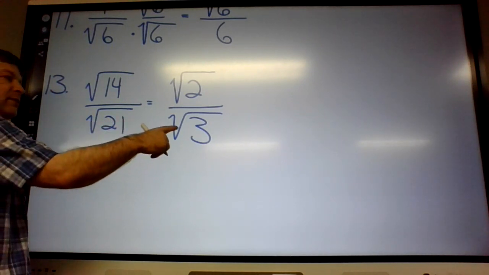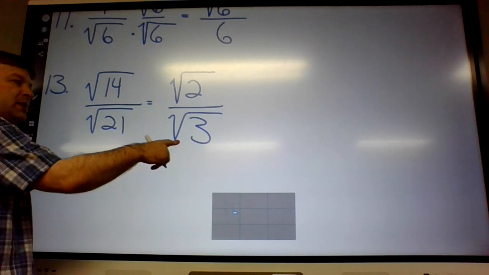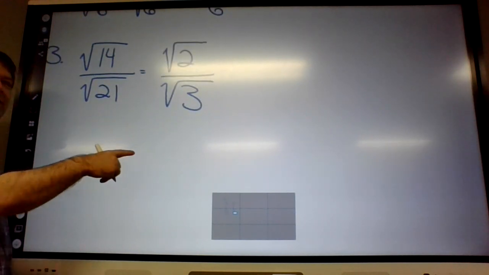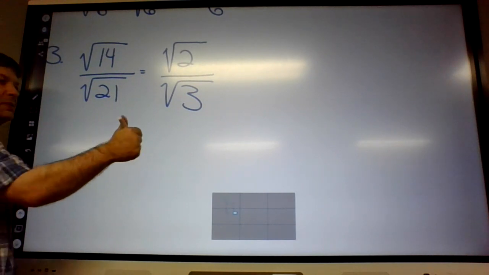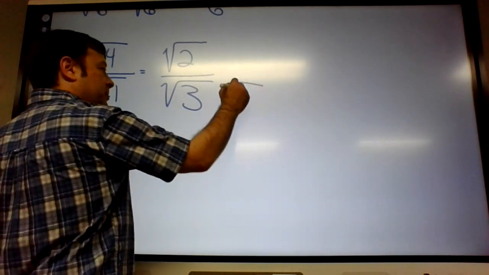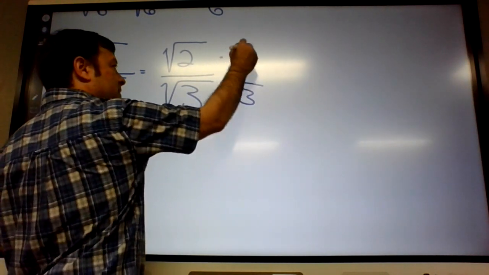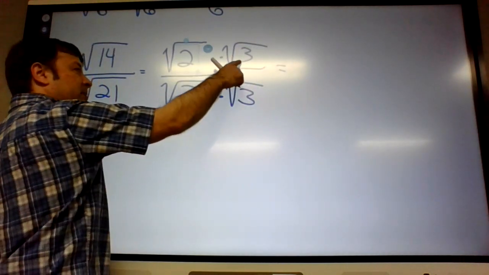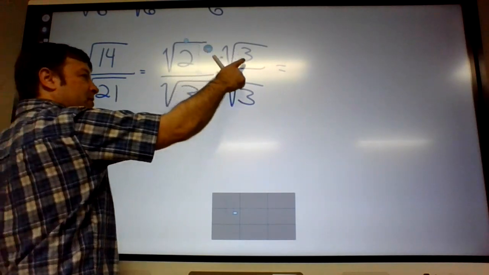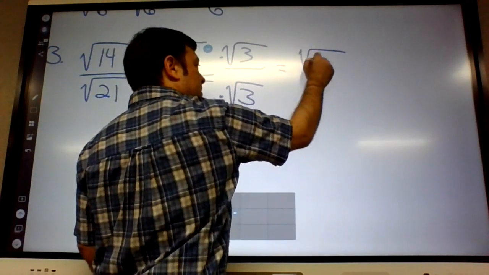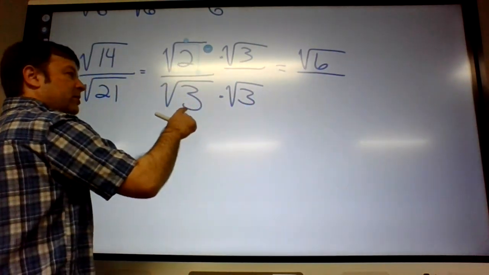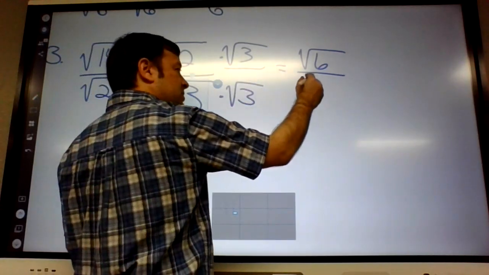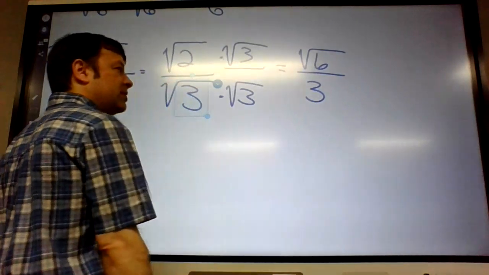Okay, but we still have a problem. We can't leave the square root of 3 in the denominator. So how do I get rid of it? Yeah, top and bottom times square root of 3. So this time, those actually can multiply together. Square root of 2 times square root of 3. And the bottom is square root of 3 times square root of 3. Square root of 9, which is normal 3.